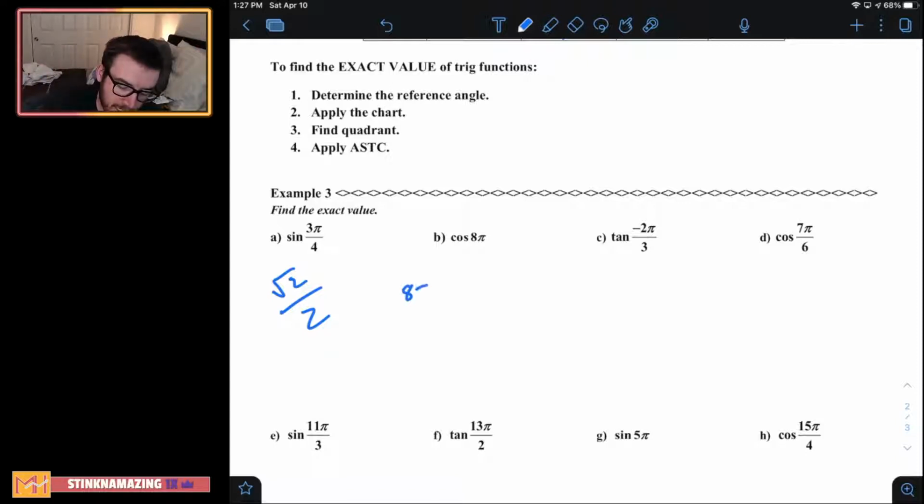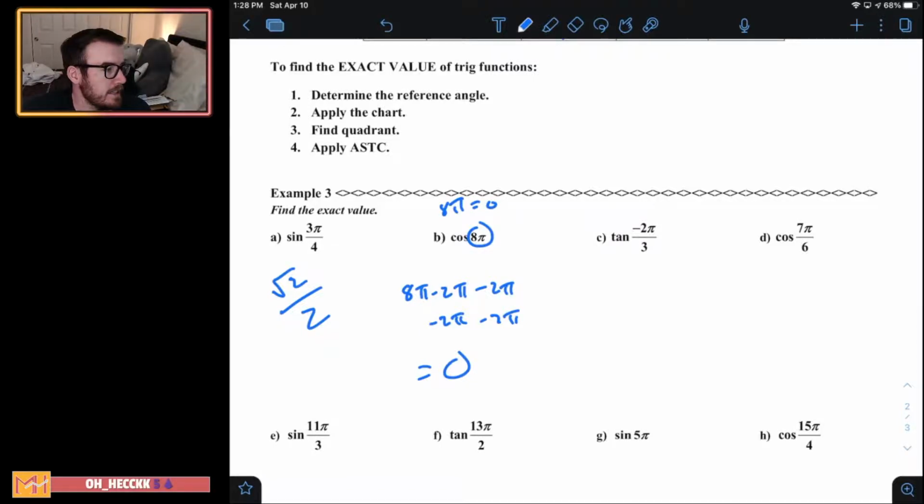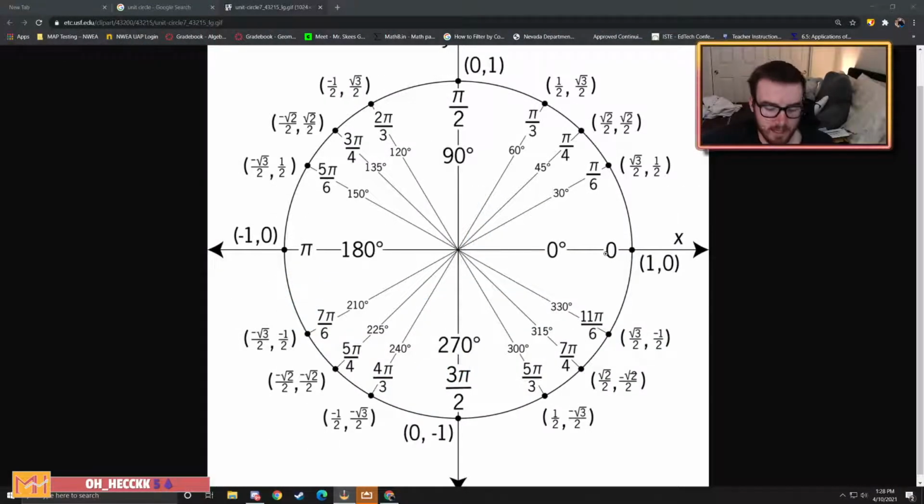So we can find a coterminal angle for this. We can subtract 2 pi a few times. If we subtract it 3 times, you're going to be left with 2 pi, right? You could subtract it all 4 times if we wanted. If you subtract 2 pi 4 times, what are we going to be left with? 0. So 8 pi and 0 are the same. Where is 0 on our unit circle? Right here. And what is cosine of 0? 1. The answer, 1.